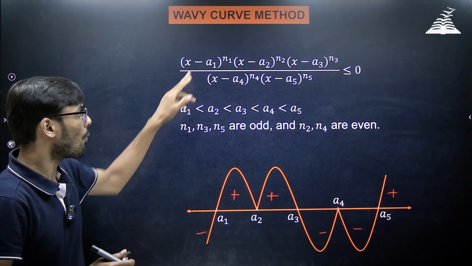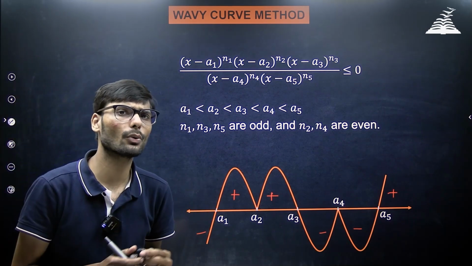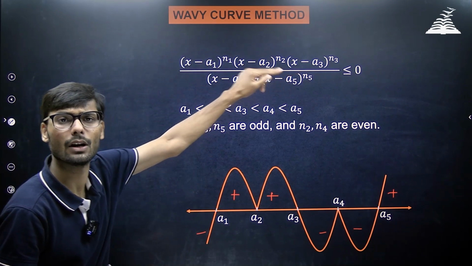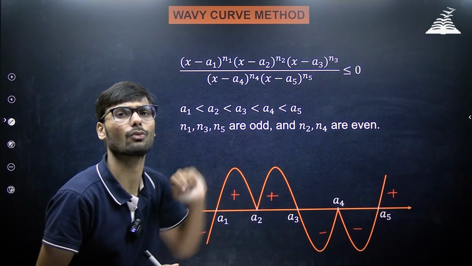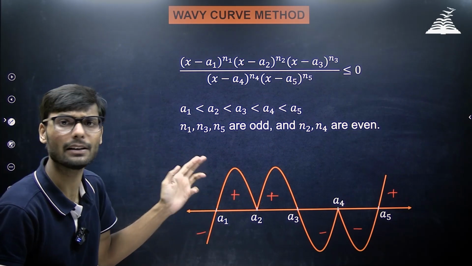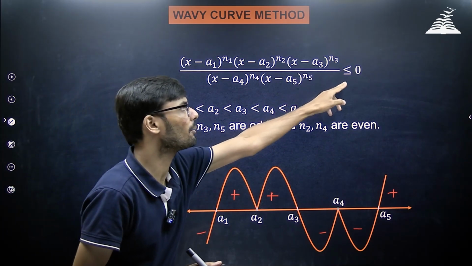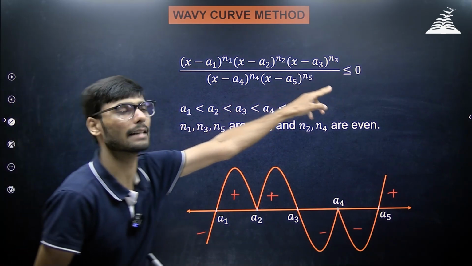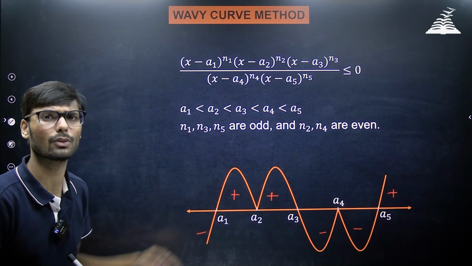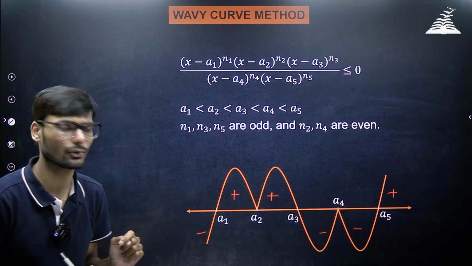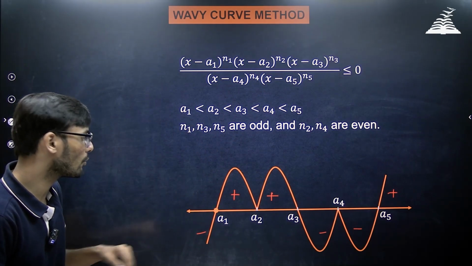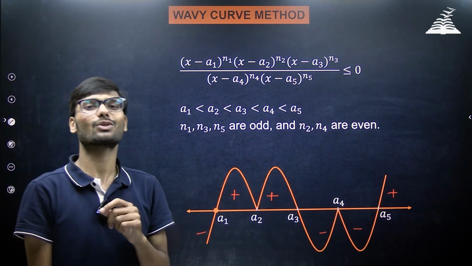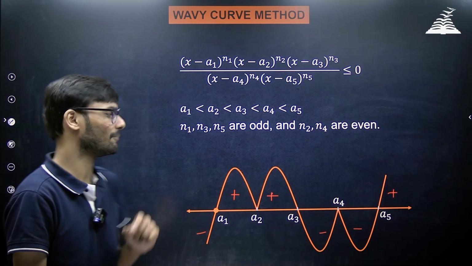So what about A1? Can x be equal to A1? If x is equal to A1, you see the numerator becomes 0. That means the entire expression will be equal to 0. Can that happen? Yes, that is allowed. Why? Because we don't have a strict inequality, right? It's less than or equal to. The expression could be equal to 0 and we need to consider those values. So x could be equal to A1. To represent that, I am drawing a solid circle at A1.